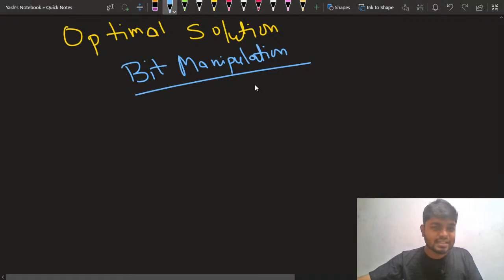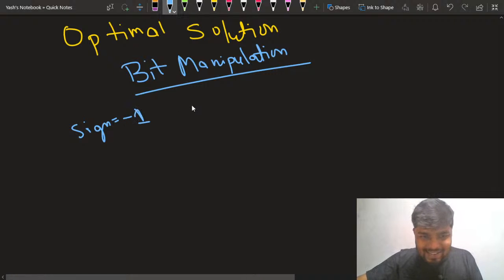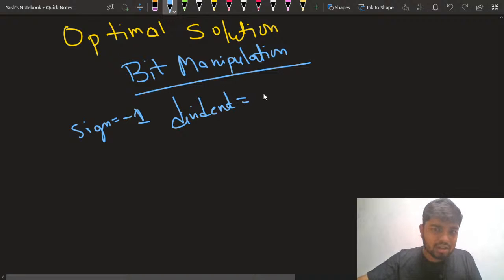How can we do this? Let us consider that you have been given this number, and I am telling you that the sign is -1. I'll determine the sign early on, so that I do not have to worry about the sign. Let's not say x, let's say the dividend itself, so that we do not confuse it with the variable. The dividend is 43.